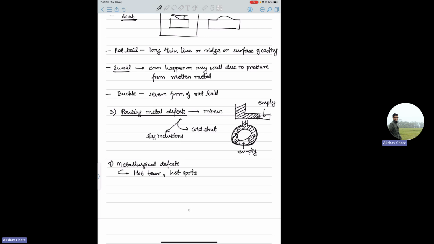So hot tear, it was discussed, I think, in the class also, that if the rate of solidification is not uniform, something like this will happen. Ideally it should solidify like that, because heat is uniformly taken out. But what happens is, in this region there is a low rate of cooling.